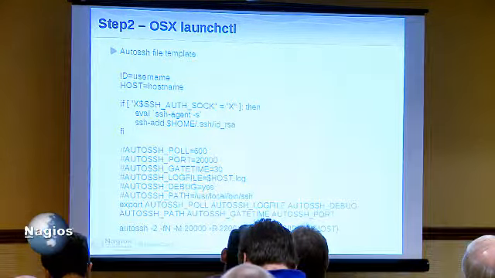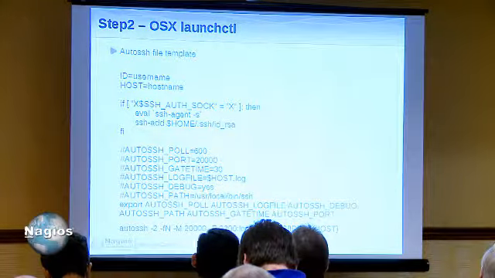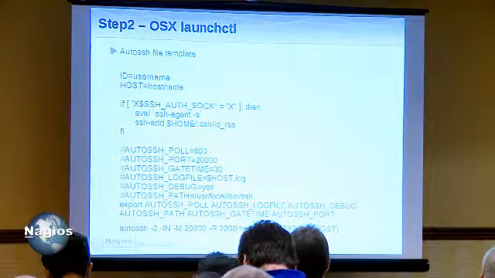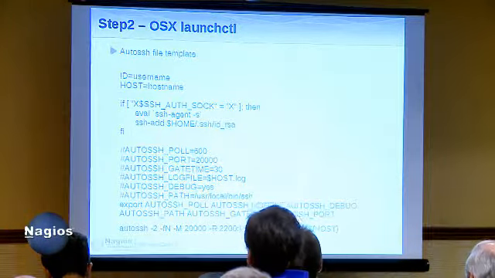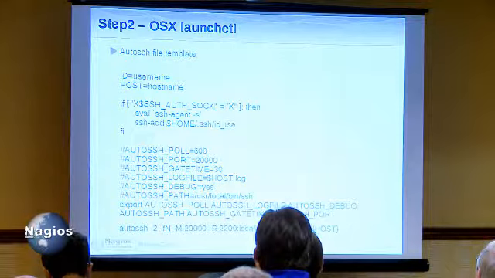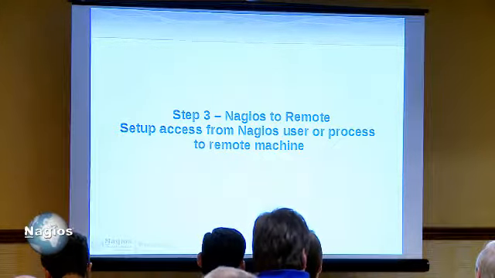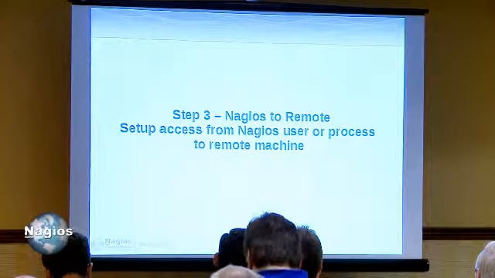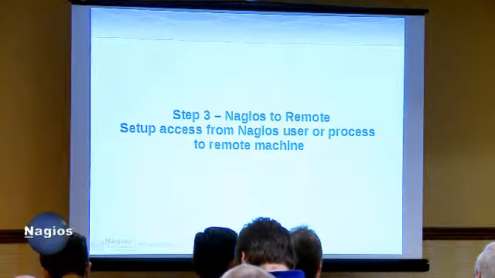And here's the file example. Very similar to the other ones, except it's what you have to use in an OS X environment. Next step, set up your Nagios authentication, so you can connect from Nagios to that remote machine and actually use the tunnel.